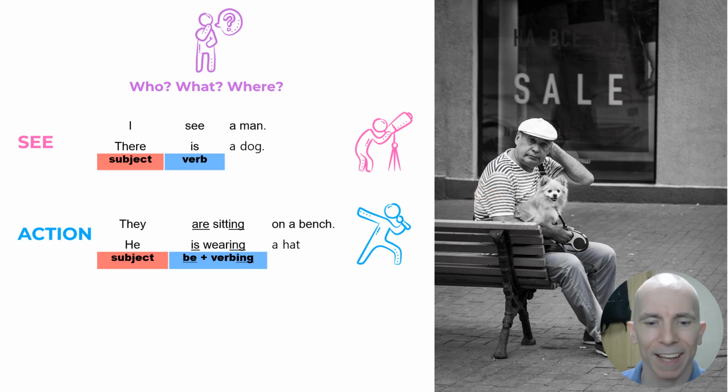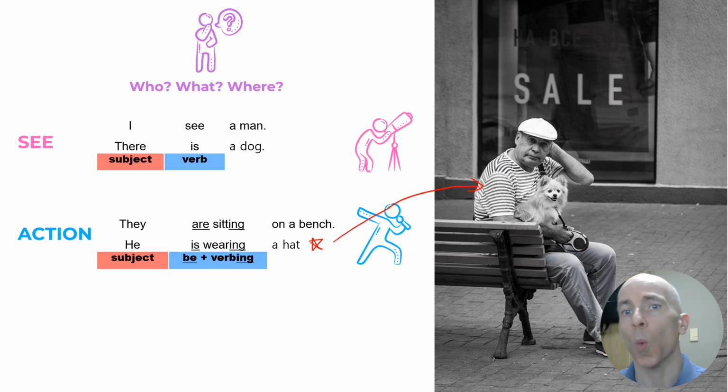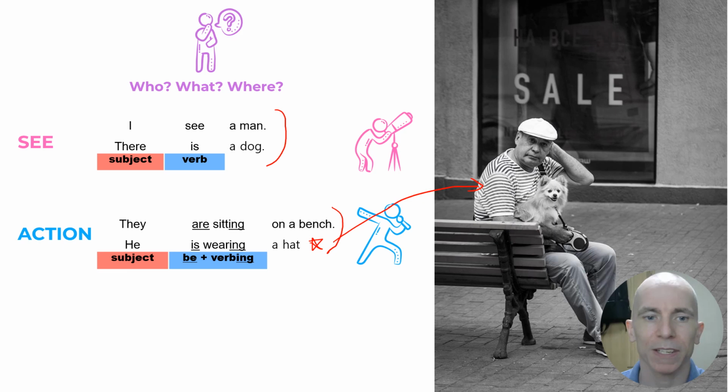Now, it's kind of interesting, but we also use this for clothes. Wearing clothes, it's an action. So you can do the same thing. He is wearing a hat. He is wearing a striped shirt. He is wearing jeans. So we just need our present simple, I see a man, present continuous, he is wearing jeans.